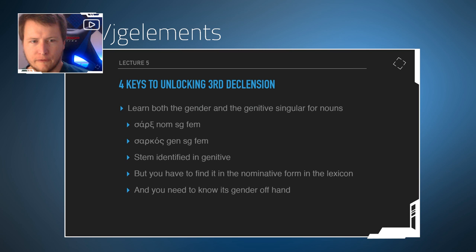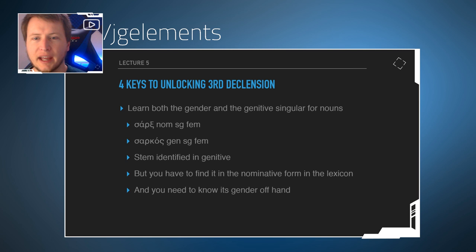If you want to learn the third declension, there's really two key aspects. Learn the gender and learn the genitive. Gender and genitive. So as you learn your vocabulary, you need to learn the article because that will tell you definitively what the gender is. Then you need to learn the genitive in addition to the nominative singular, because the genitive helps you see the stem of the noun.